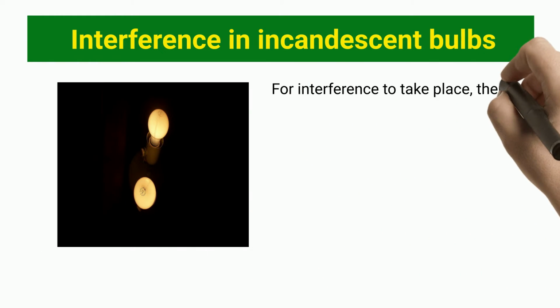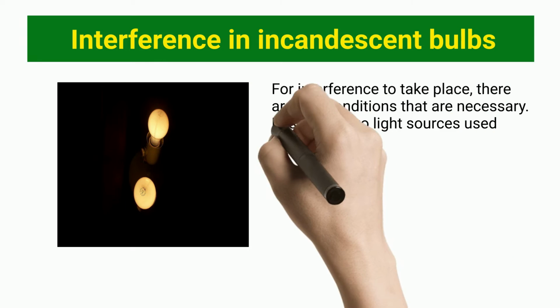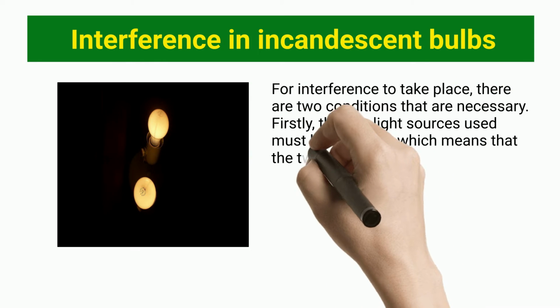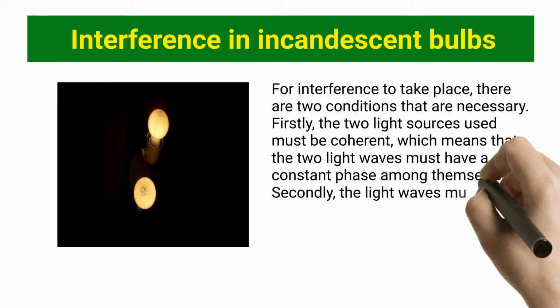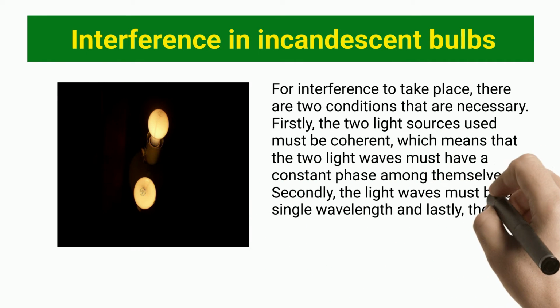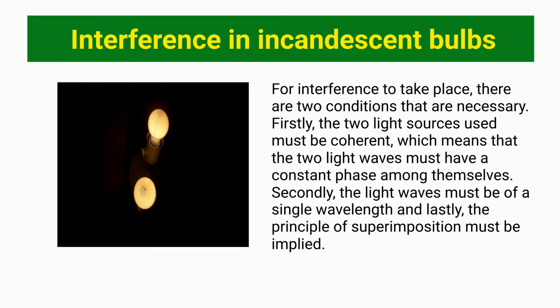For interference to take place, there are two conditions that are necessary. Firstly, the two light sources used must be coherent, which means that the two light waves must have a constant phase among themselves. Secondly, the light waves must be of a single wavelength, and lastly, the principle of superimposition must be implied.